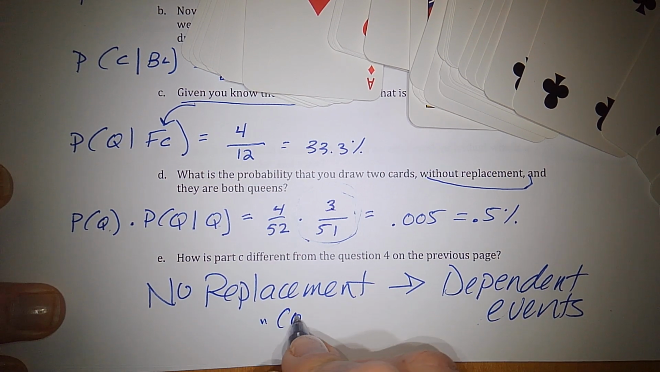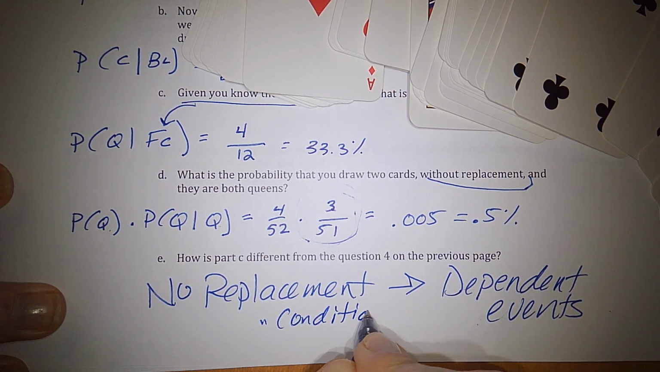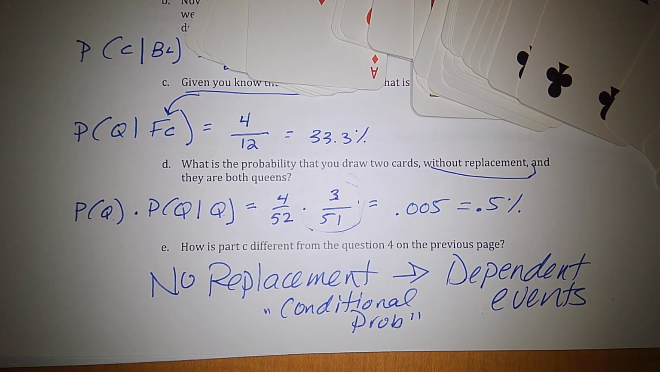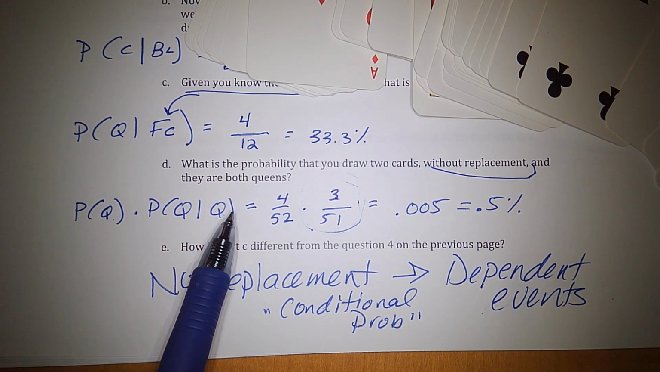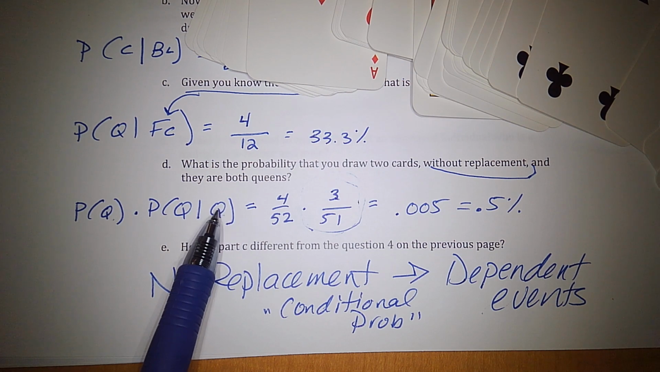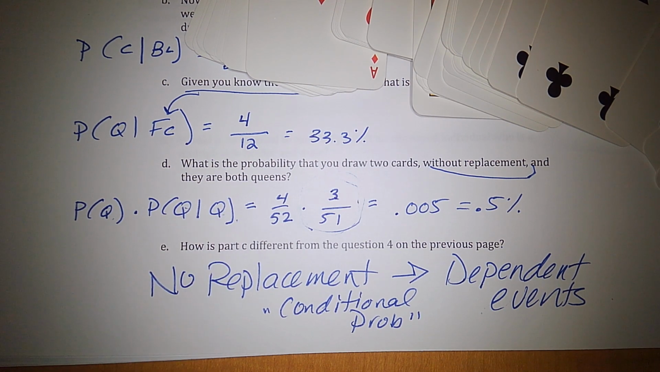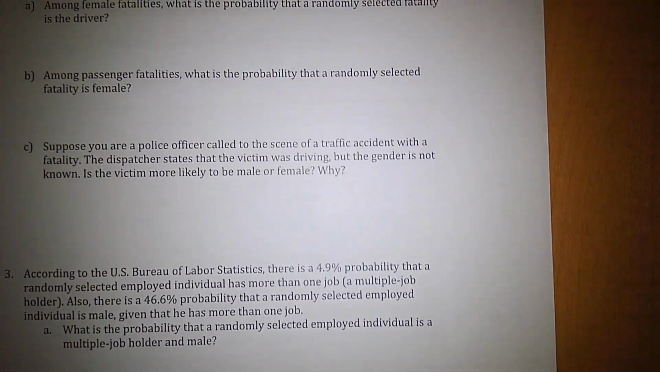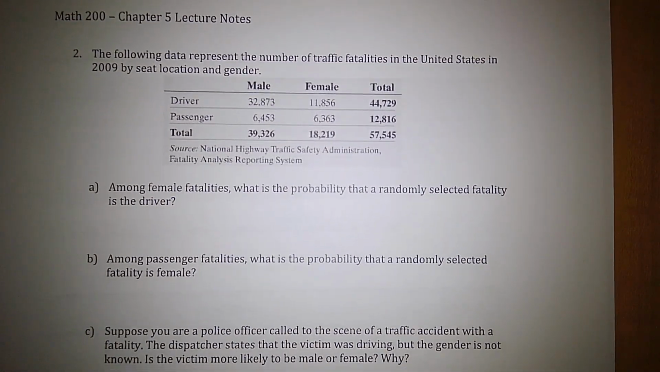Some might call this conditional probability. In other words, it's conditional. The probability is conditional depending upon what happens first. So let's look at some examples.